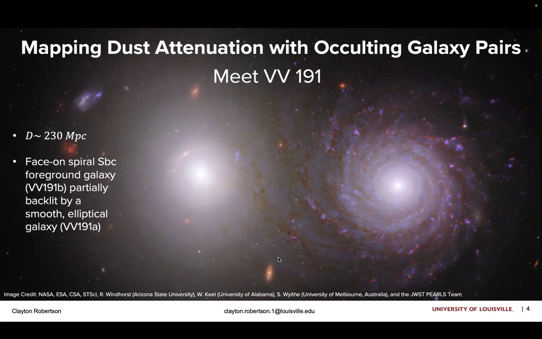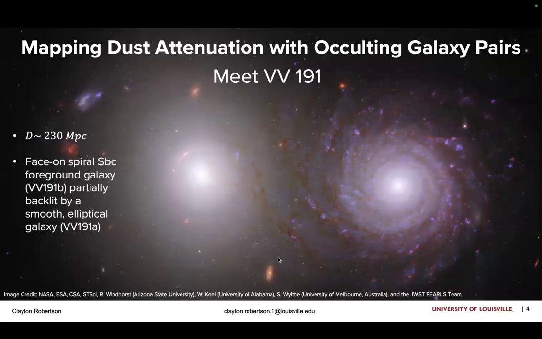Because the way dust attenuation works is you have to have a background light source. What is the light source that dust is dimming? What is the light source that dust is reddening and scattering? What is the light source that the dust is blocking? Right? And for occulting galaxy pairs, that background light source, which is independent of the dust structures of the foreground galaxy, is that background galaxy.